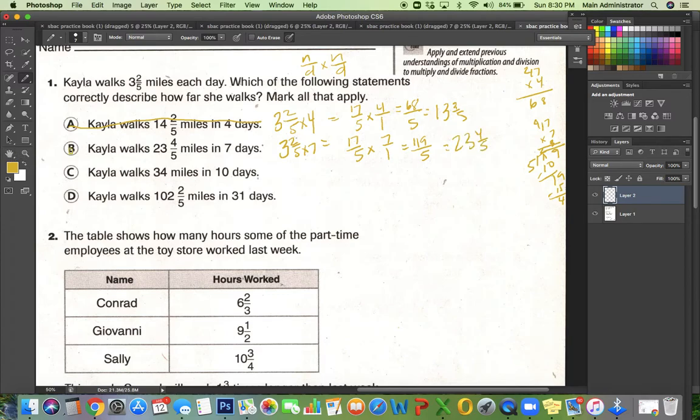Cool. That one's right. Let's see if we multiply 3 2/5 times 10 days, would it equal 34 miles. So again, I have my 17 over 5. Multiply that by 10 over 1. I'm going to cross cancel these two, divide them both by 5. Great. So I've just got 17 times 2, which is 34 over 1. Perfect. Works. All right, 31 days.